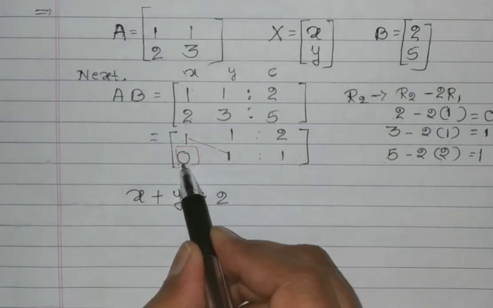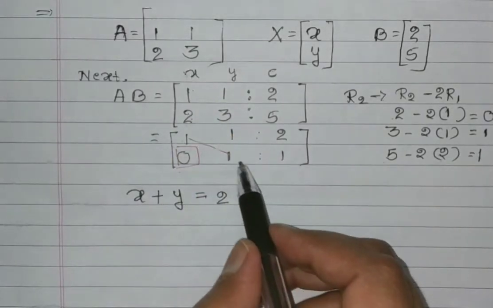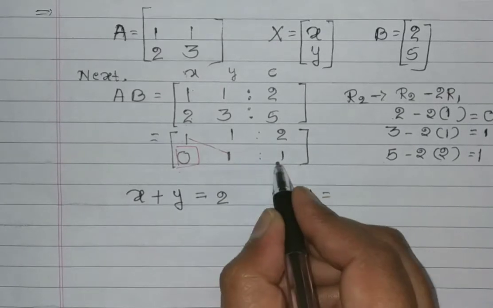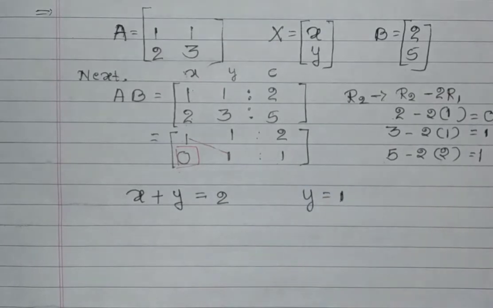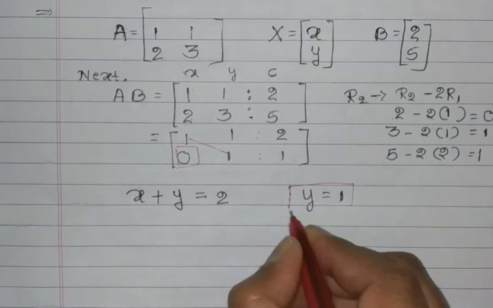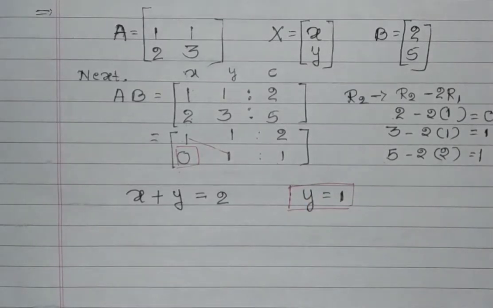Next, 0 into x, 0, 1 into y. Now this is equal to constant 1. So here we are getting the y variable answer directly. Now this y variable answer we need to substitute in the first equation.